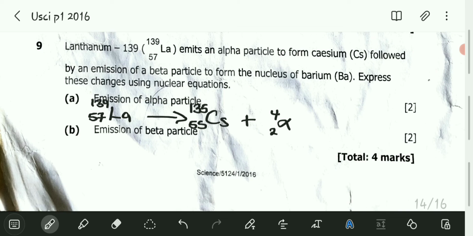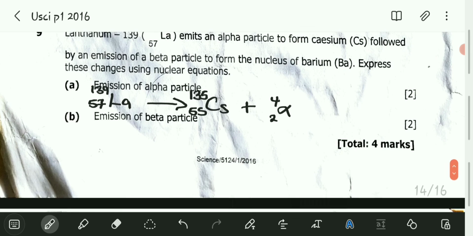Now we turn our attention to the emission of a beta particle. Which one is emitting the beta? Is it lanthanum or is it cesium? Lanthanum has already decayed to cesium. Cesium is the one that is going to emit a beta particle to form barium.